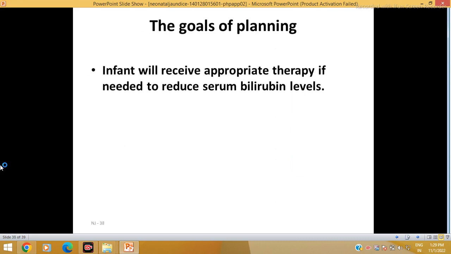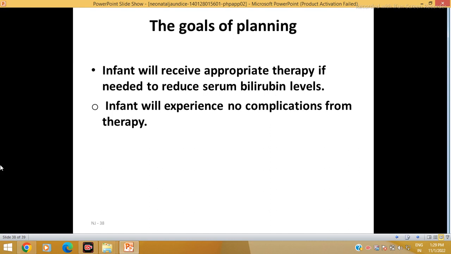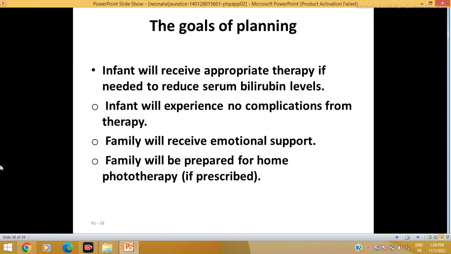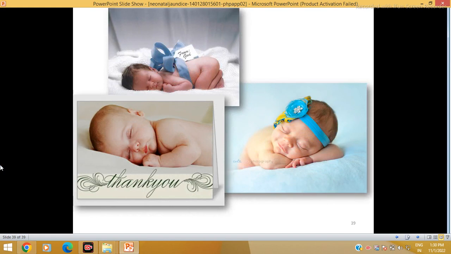The goals of the planning: the infant will receive appropriate therapy if needed to reduce serum bilirubin level. The infant will experience no complications from the therapy. The family will receive emotional support. The family will be prepared for home phototherapy if prescribed.